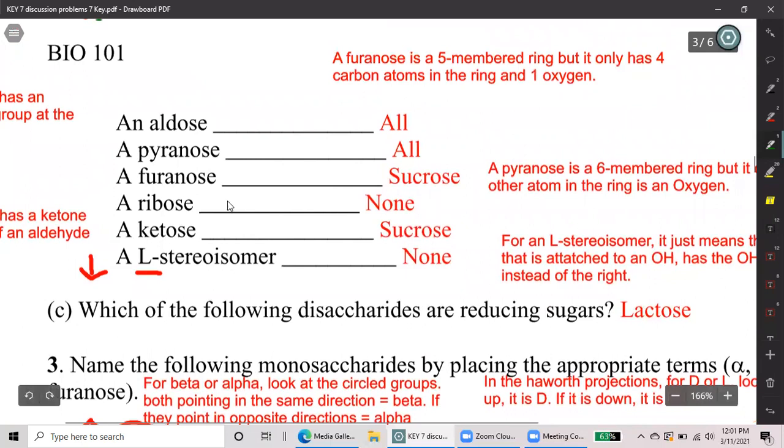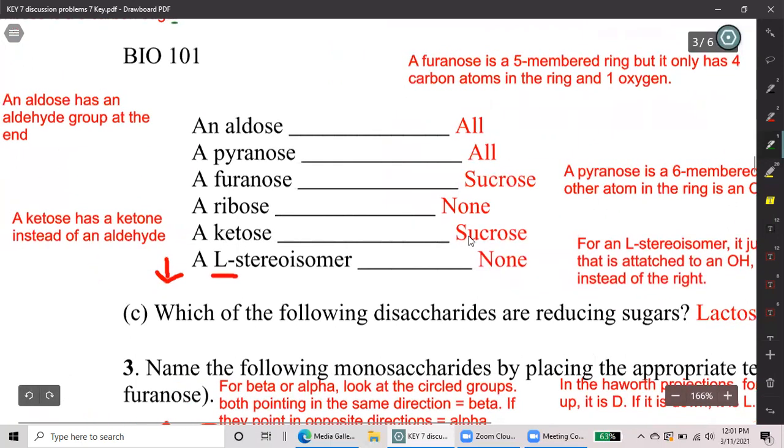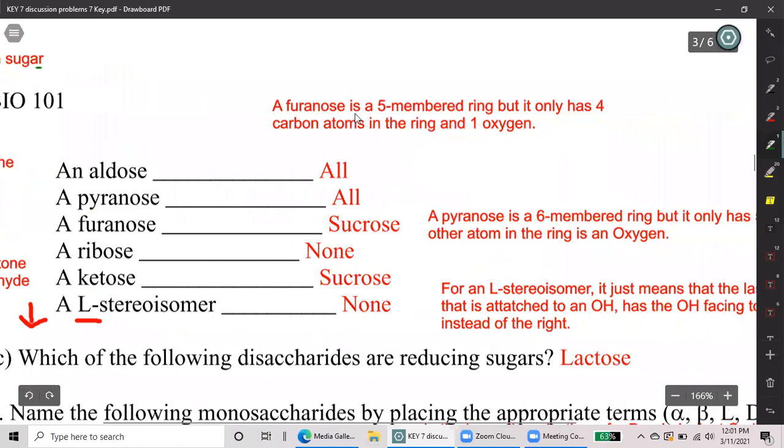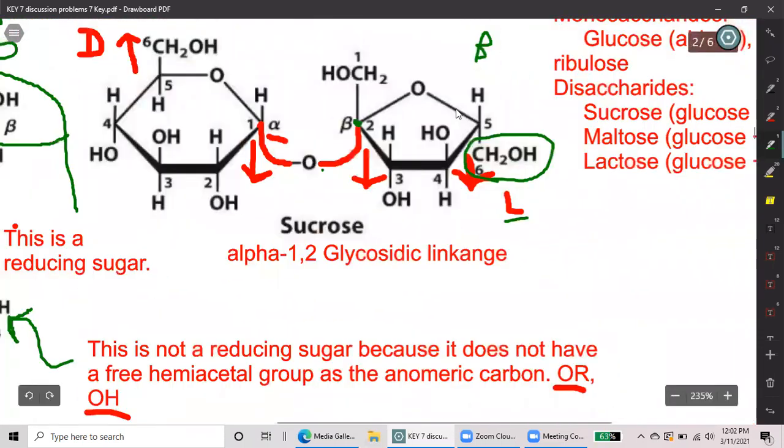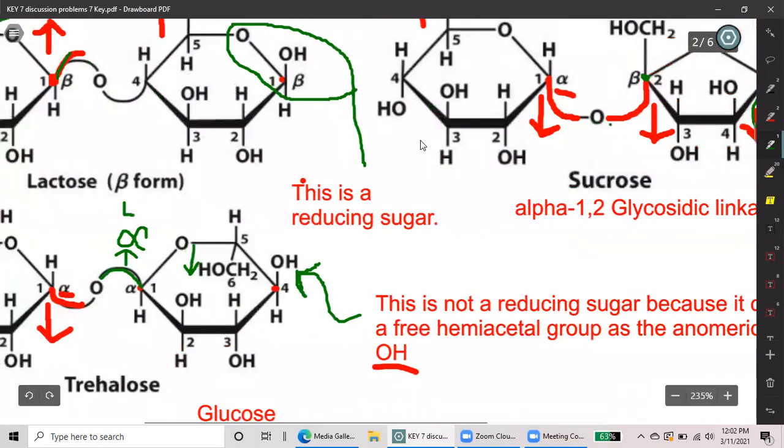Now, furanose. What's a furanose? There it is. A furanose is a 5-membered ring, but it only has 4 carbon atoms in the ring and 1 oxygen. So we found this guy right there. 1, 2, 3, 4, 5. 5 members in the ring, but only 4 of them are carbons, and 1 of them is an oxygen. So this is a furanose.